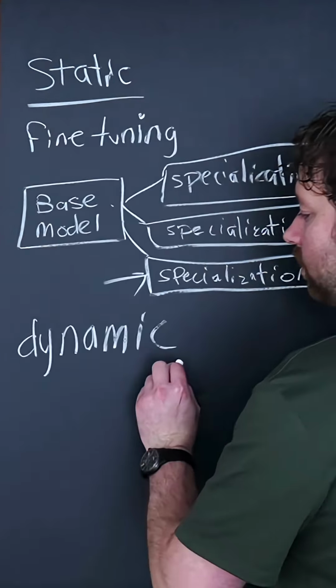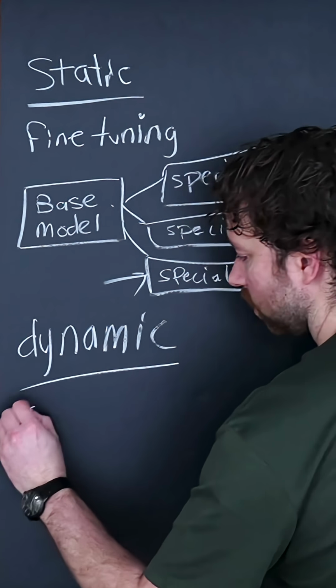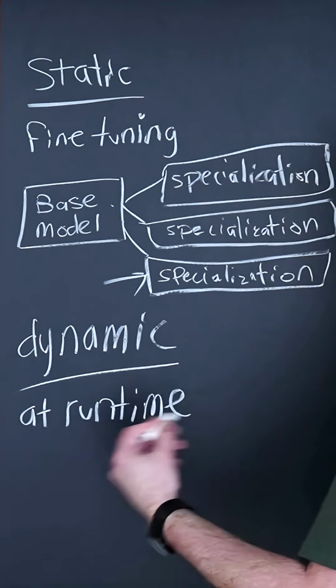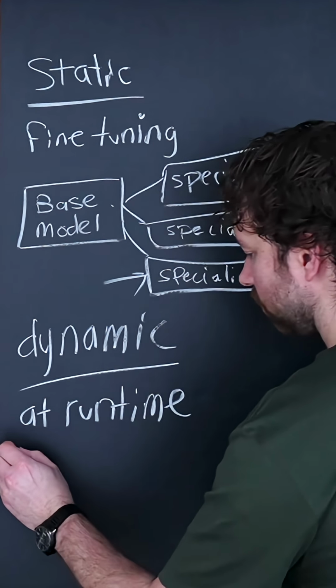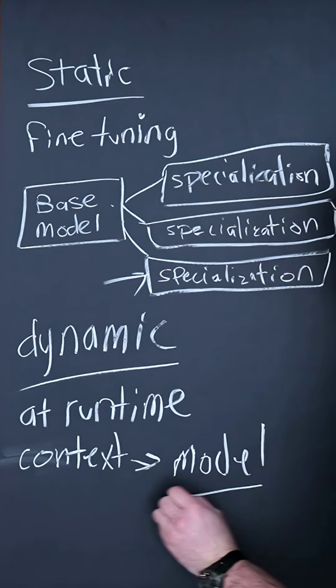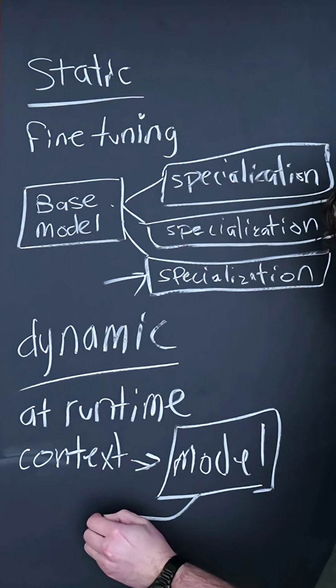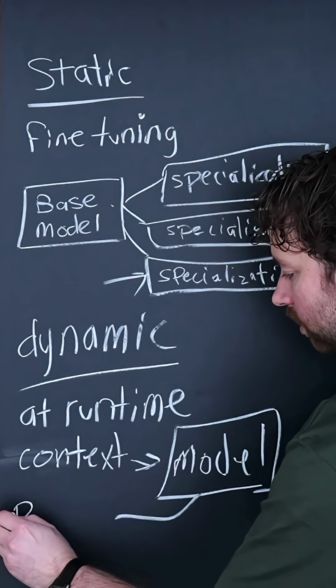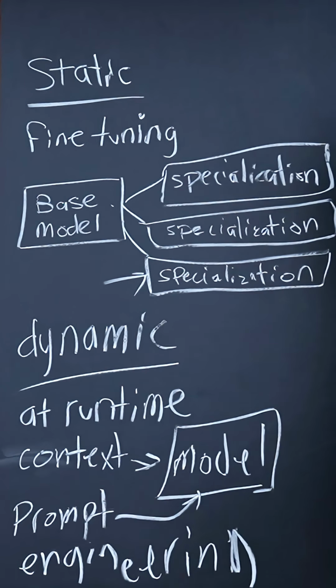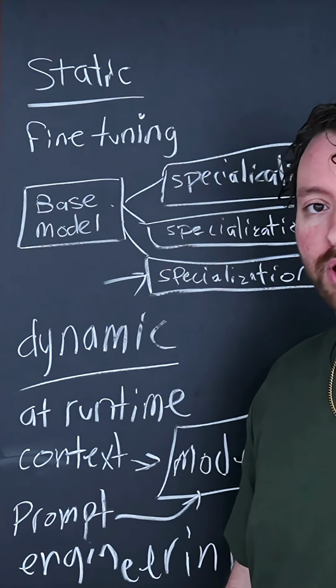That's more dynamic. So dynamic here means at runtime, which is a computer science concept, when you're actually executing with the model. So you're using the model, you provide to the model some context that will adjust the model's response. And there's a whole bunch of different things you can do. We'll talk about prompt engineering. This is basically a system to get the best possible responses from an AI model.